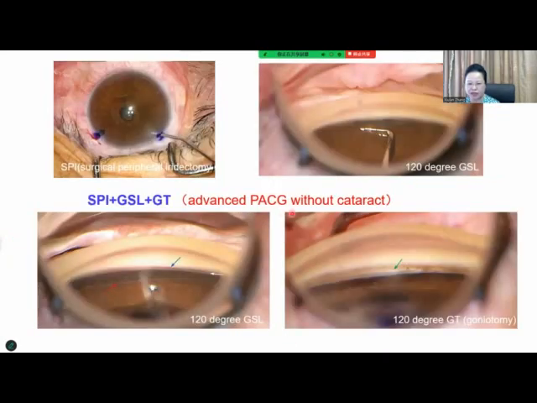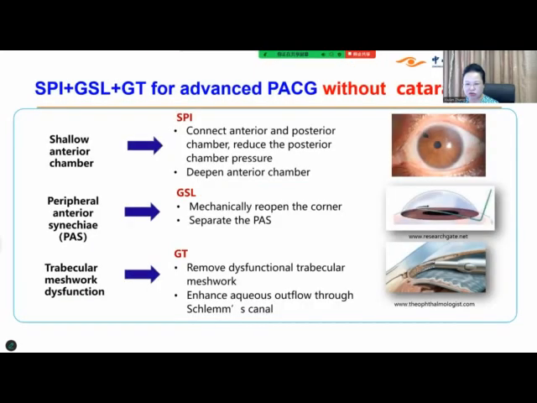For advanced PACG without cataract, there is another new surgical combination: SPI+GSL+GT. SPI first, and then 120-degree GSL, and then 120-degree GT. The procedure is also simple, quick, and has fewer complications. I will show you the videos after my talk too.